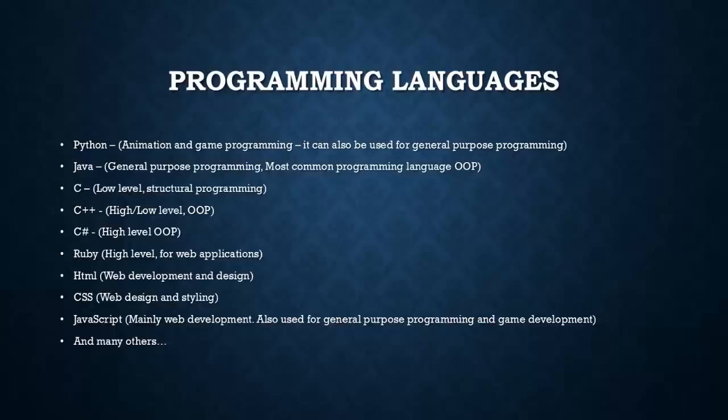CSS is a web design and styling language, which can also be used in the development of sites along with HTML. JavaScript is mainly for web development and it is used to create dynamic sites, which I will explain later on. It is also used for general programming and game development and many others. There are many other programming languages which I have not listed, but they are also useful in their own ways.